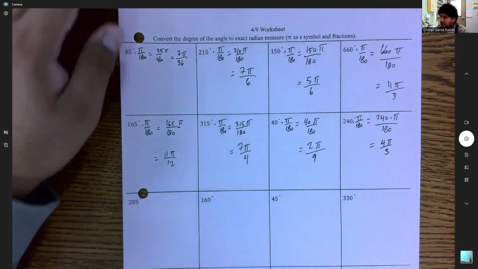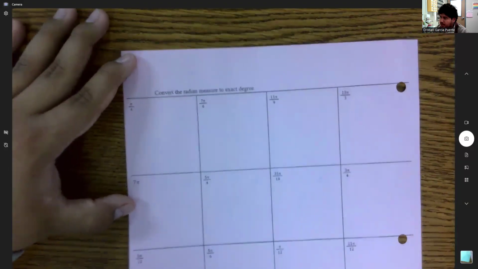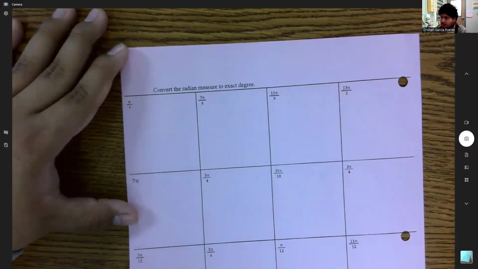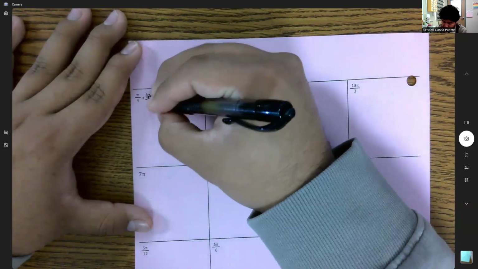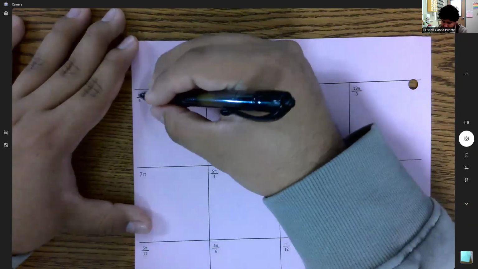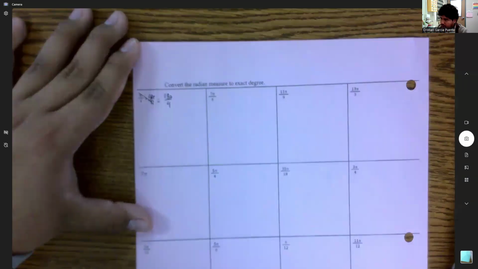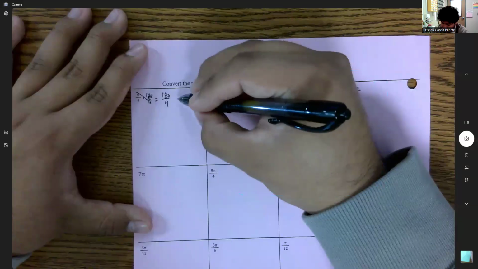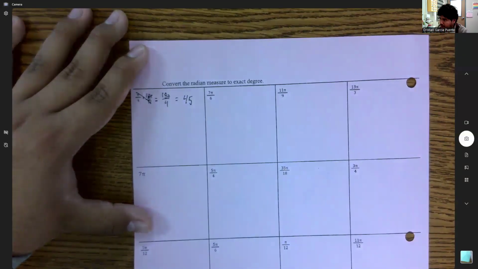All right, now I'm just going to do half of the backside. Well, same 2 rows. So since on the backside we're changing from radians to degrees, all you're going to be multiplying by is 180 over pi. So 180 over pi. Over here, pi's are going to cancel. You'll be left with 180 over 4. And then 180 divided by 4. If you do this in your head, it's just going to be 45. So if you can't do that in your head, you can just put it in your calculator.